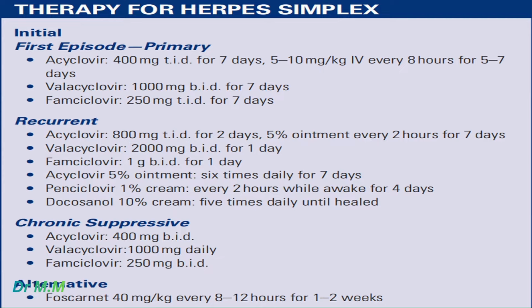acyclovir 400 mg TID for 7 days, or 5 to 10 mg per kg IV every 8 hours for 5 to 7 days, valacyclovir 1000 mg BID for 7 days, or famciclovir 250 mg TID for 7 days.